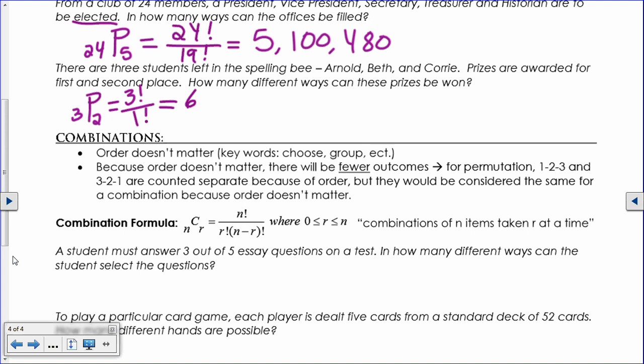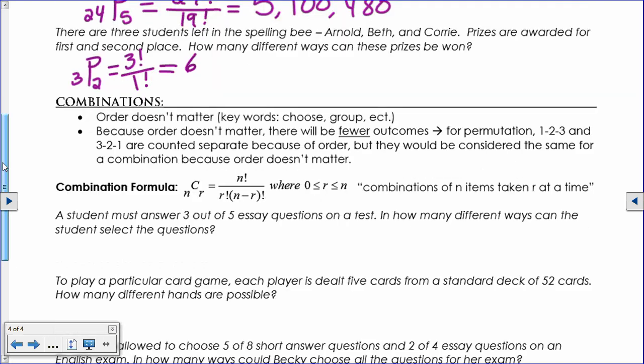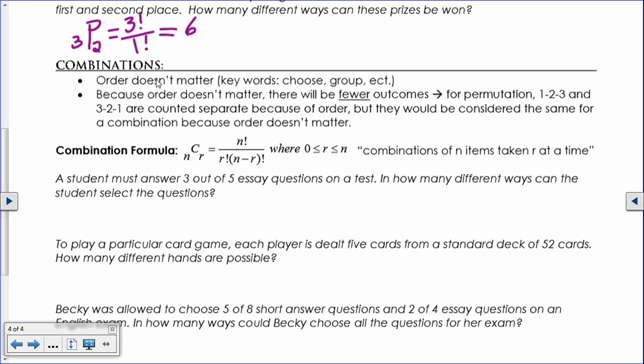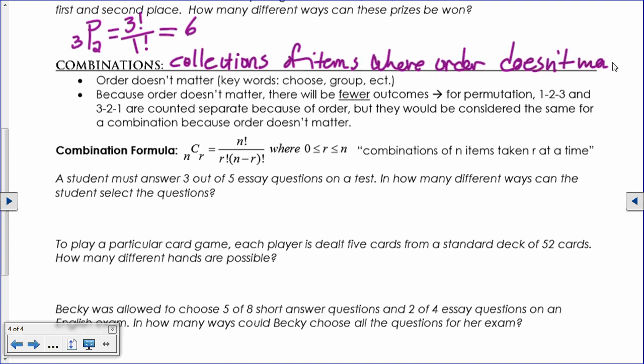Alright, so that's permutation. Permutation is when, once you choose one thing, your options decrease. That's when you use a permutation. Combination is when that is not true. Combination is collections of items where order does not matter.